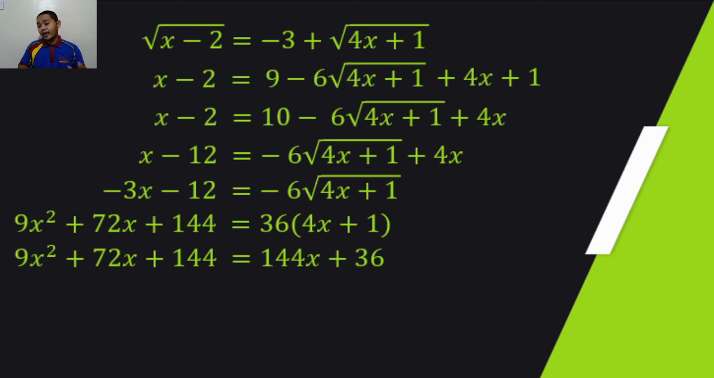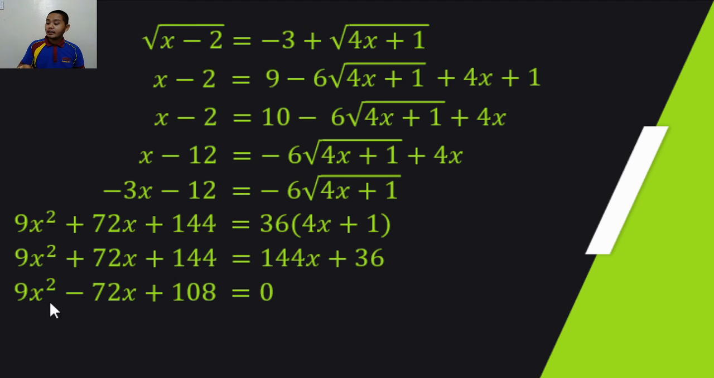So again, i-express natin siya into, tawag dito, standard form. So lahat ng terms nasa left side. So gagawin ko niya dito, I'm going to add negative 144x on both sides of the equation para matanggal ito. At saka mag-add rin ako ng negative 36 on both sides of the equation para mawala na rin yung 36 sa right side. Ayun ngayon yung magiging sagot natin. Kasi 72x minus 144x, that is negative 72x. Yung 144 naman minus 36, that is 108.